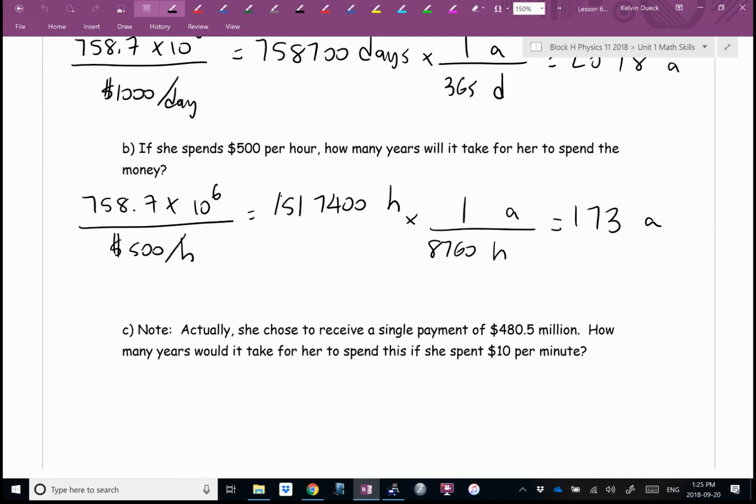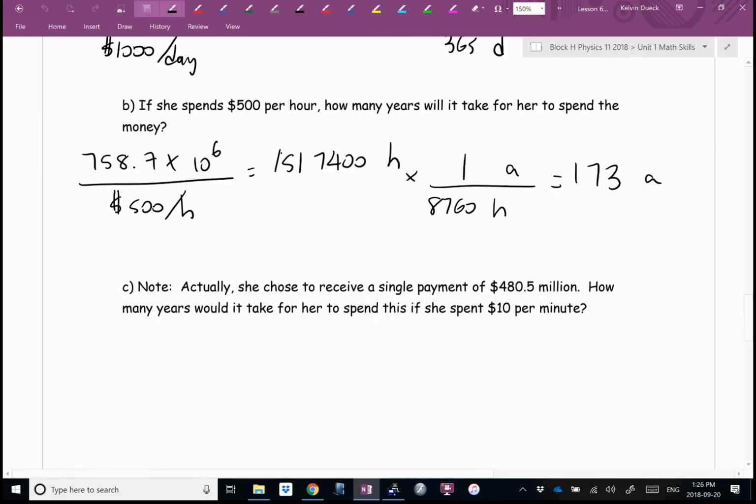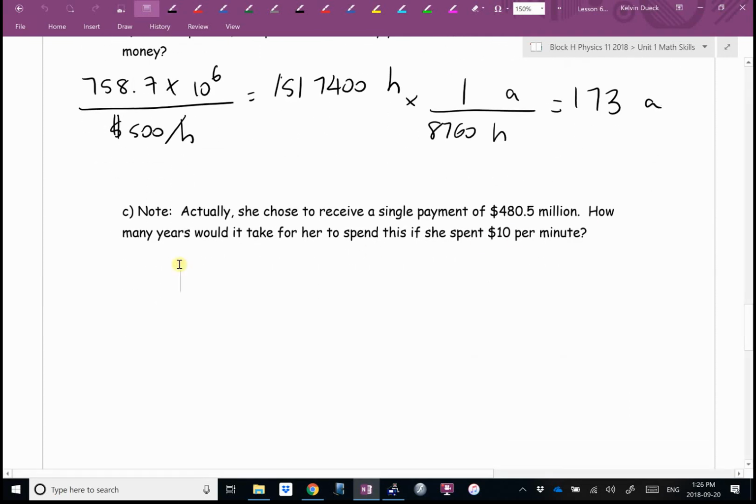What if she spent $10 a minute? Could she spend that? We're going to pick up with that on Tuesday.